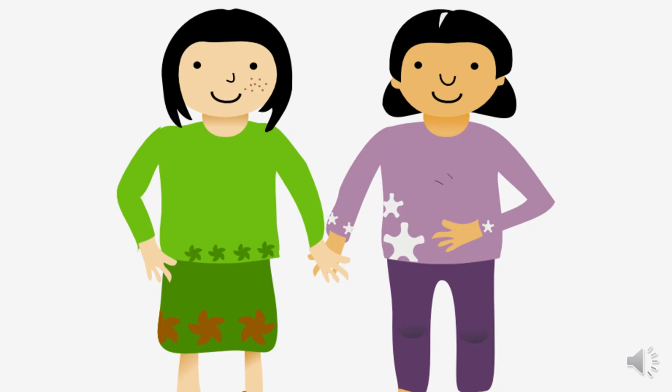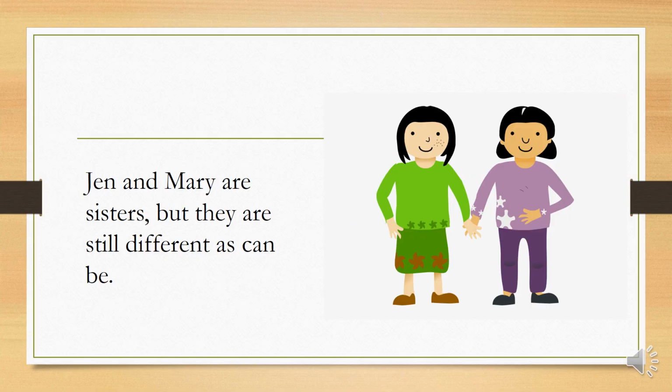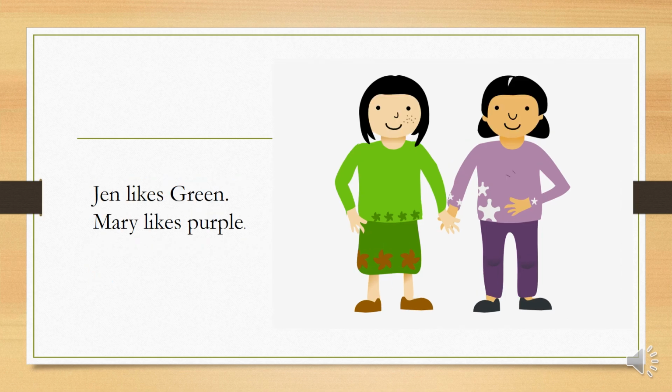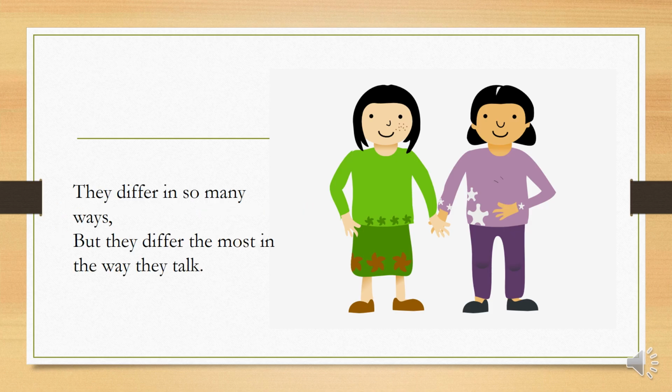Meet Mary and Jen. Mary says, "Hello," and Jen says, "What's up?" Jen and Mary are sisters, but they are still different as can be. Jen likes green and Mary likes purple. Jen likes to wear brown shoes, and Mary likes to wear blue shoes. They differ in so many ways, but they differ the most in the way they talk.